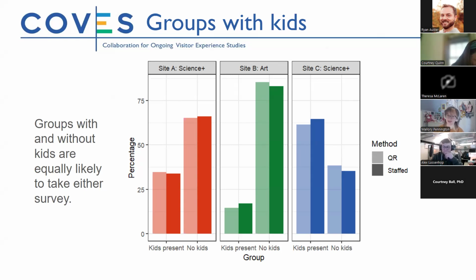But what we actually found is that groups with and without kids were equally likely to take either survey at every site we tested, at both the Science Plus sites and the art site. There was no difference in whether or not you had kids and that affected your tendency to take either kind of survey. So that is important to know to contextualize that anecdotal experience that I'm sure many of us have, that might not actually be as huge of a factor as we think it is.